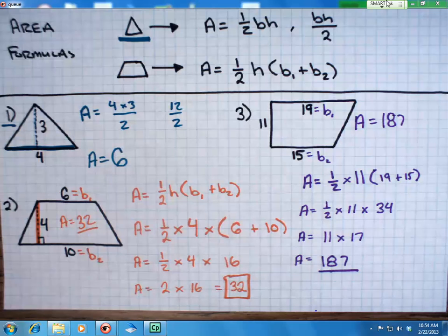Now, these aren't that difficult if you plug them into the formula. If you do not plug these into the formula and you try to do it in your head or try to do it without using the formula, you're going to get them wrong. Use the formula. That's why it's there.